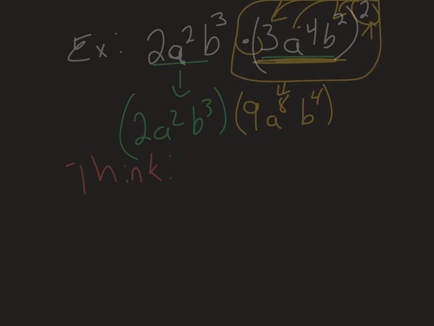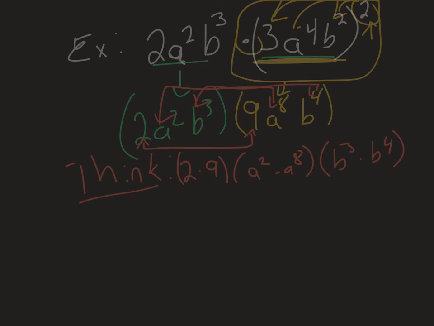We could do the numbers here, 2 times 9. Then we can do the a's, because they're like terms, a squared times a to the 8th. And we can do the last variable term, which would be b cubed times b to the 4th. Now, I wrote this out because you might not necessarily write this every time. I'm just illustrating it for the example, that I've literally changed nothing about this problem since multiplication is commutative. It doesn't matter what order I do it in so long as I do it.